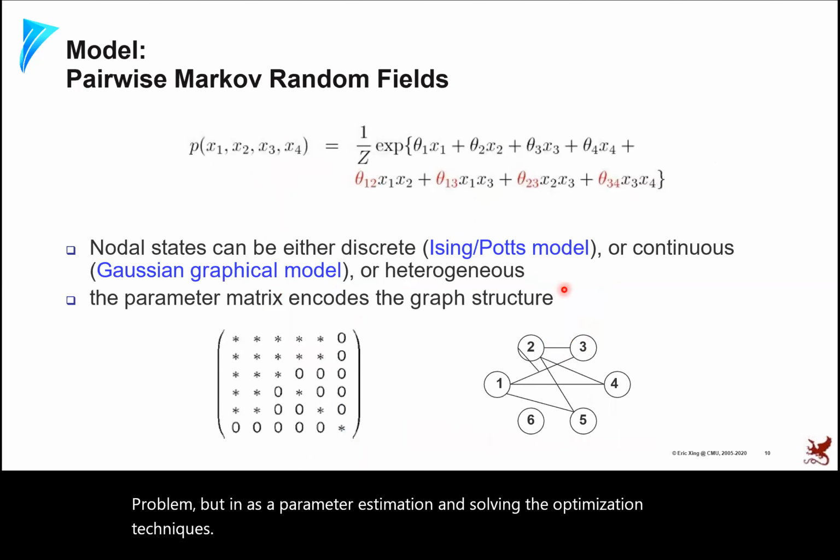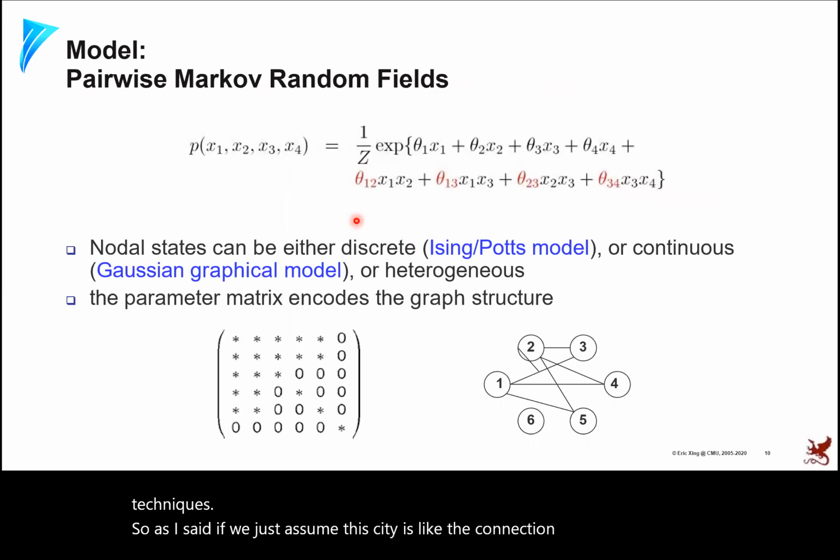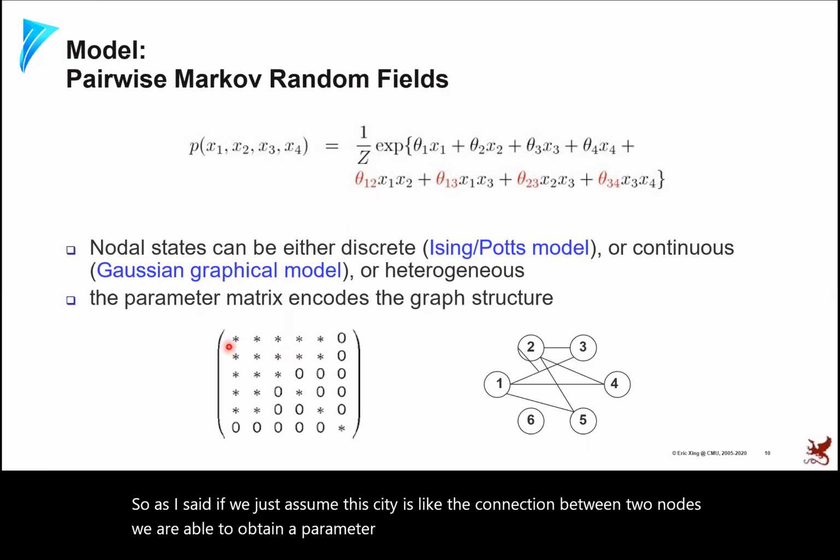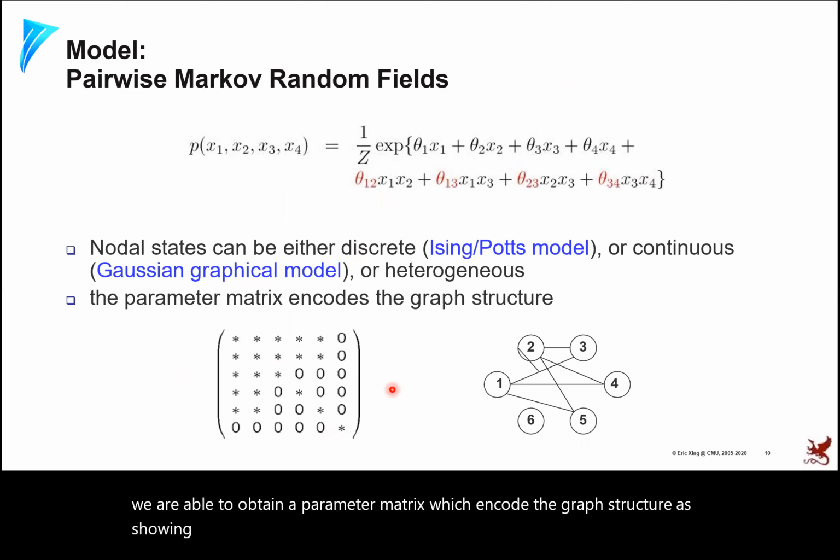As I said, if we just assume this theta is the connection between two nodes, we are able to obtain a parameter matrix which encodes the graph structure as shown in this figure. And it creates a bridge between parameter learning and structured learning.